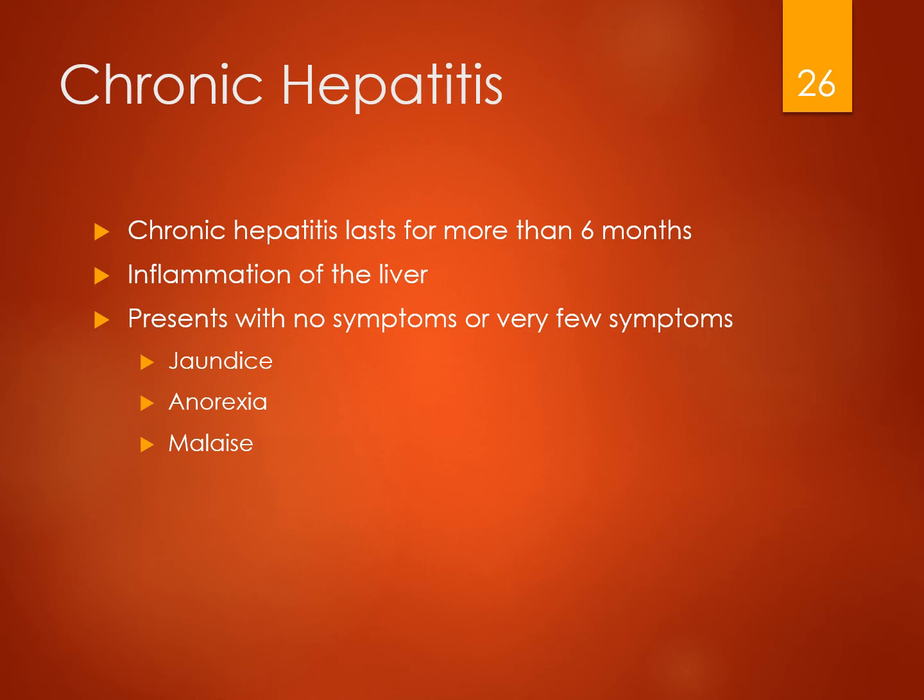What you need to know: hepatitis B and C are the most common causes of chronic hepatitis, accounting for almost 2/3 of all hepatitis cases. Those persons with hepatitis C are most at risk for developing chronic hepatitis. It is considered to be chronic when it lasts more than 6 months. And of course, it's the inflammation of the liver. Usually no symptoms, however, it often leads to jaundice, anorexia, and malaise.